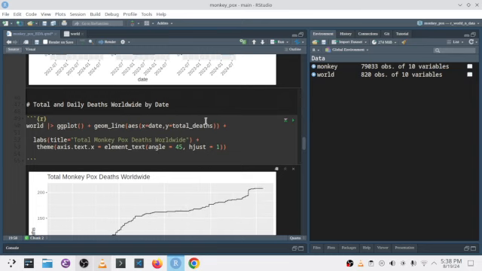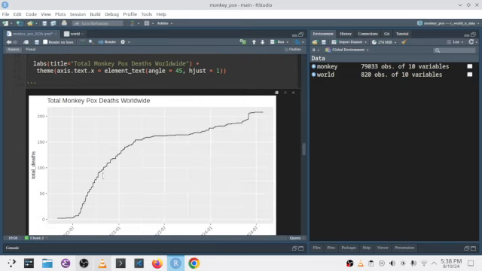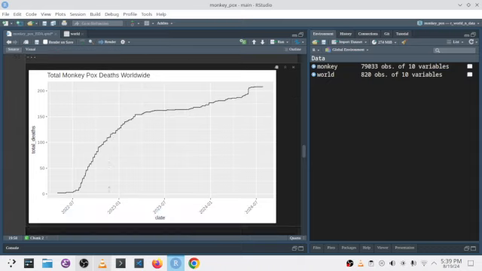Now let's take a look at total and daily deaths worldwide. A simple plot. What's interesting here is the sawtooth nature. My guess, and I'll look at the data, is that the data wasn't reported every day. So these little flat spots are just a day or a couple of days when nothing was reported. But nonetheless, you can see it started out in 2022 very steep, then it leveled off.